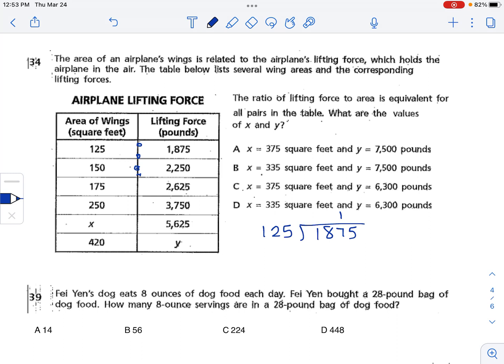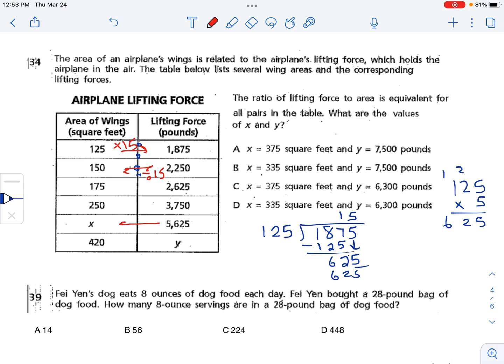125 goes into 187 once. And we've got a difference of 62 when I bring this 5 down. To make it 625, 125 times 5, I believe, is 625. Let's double check. Yes. So that means we're multiplying by 15, or in the opposite direction, we're dividing by 15. All right, so to figure out what X is, we're going to have to divide by 15.